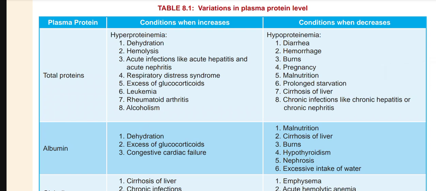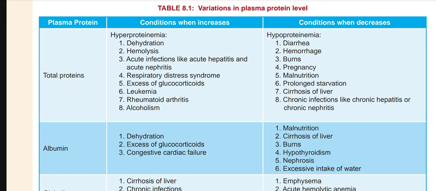Total proteins means all the plasma proteins. When increased, it is a hyperproteinemic condition, in case of dehydration, hemolysis, acute infection like hepatitis and nephritis, respiratory distress syndrome, excess of glucocorticoid, leukemia, rheumatoid arthritis, alcoholism.